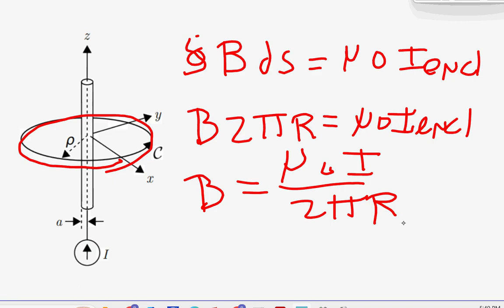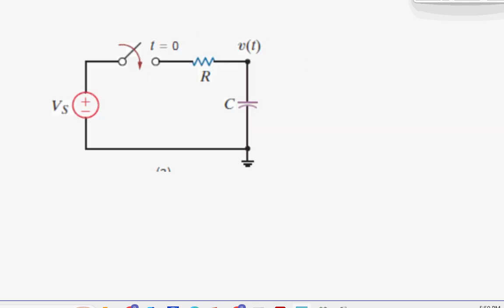Now, as we go farther and farther away from that, we should see that the magnetic field decreases by 1 over r, because r is on the bottom. So the farther I get away from the center of this wire, I expect that to decrease by 1/r. So Ampere's law with symmetry is pretty easy for us to deal with.